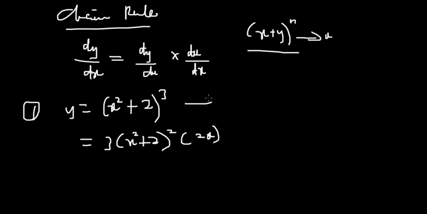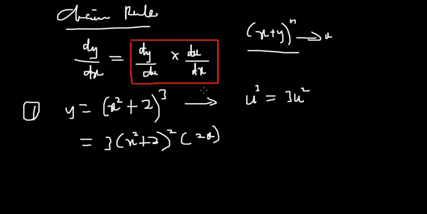So you are just using this principle, maybe this is u exponent 3. When you differentiate u exponent 3, you have 3u squared. So the whole of the x squared plus 2 is just the u. After that you differentiate what is inside the u, hence this formula. So let's take another example so that you get to understand it better.